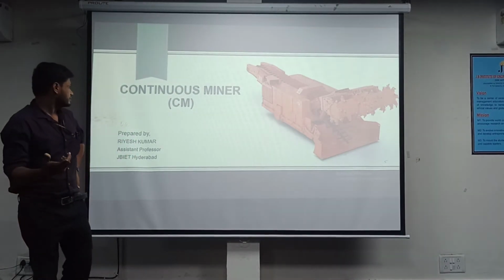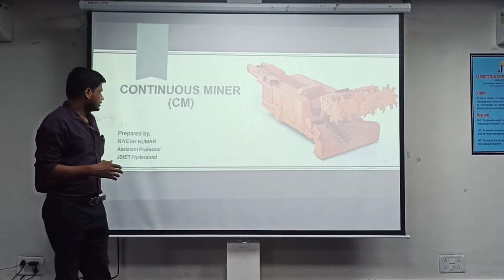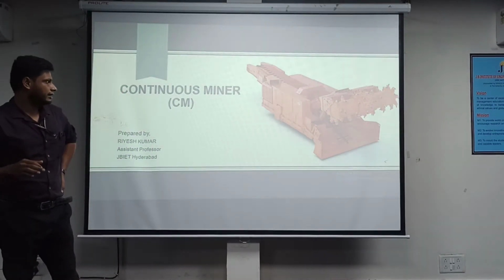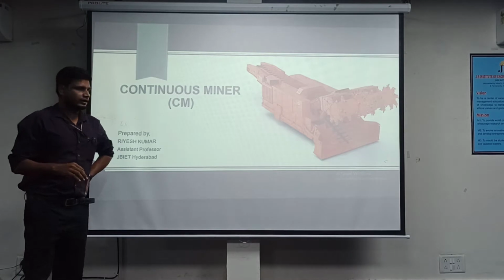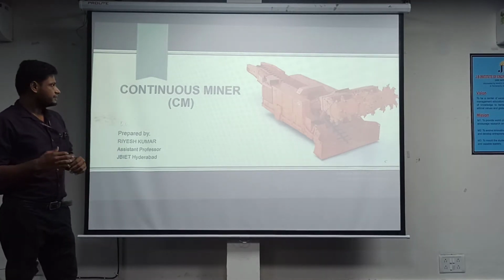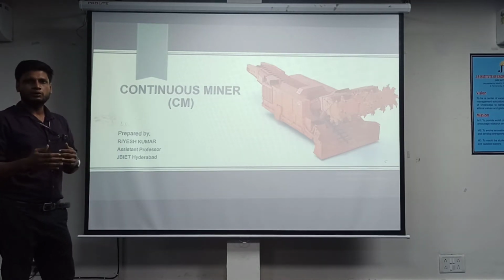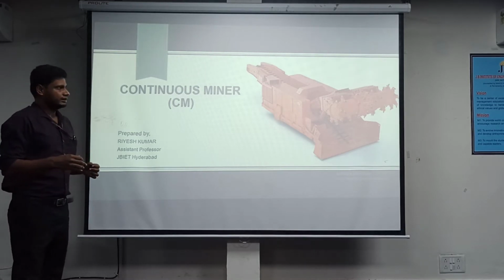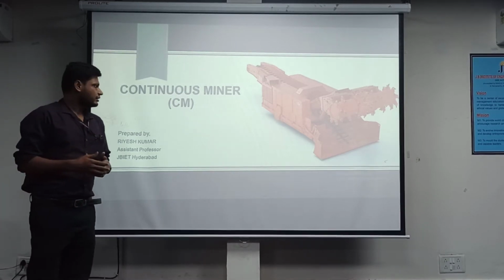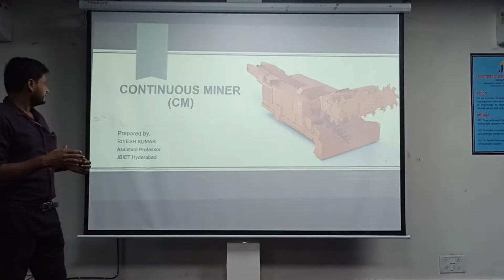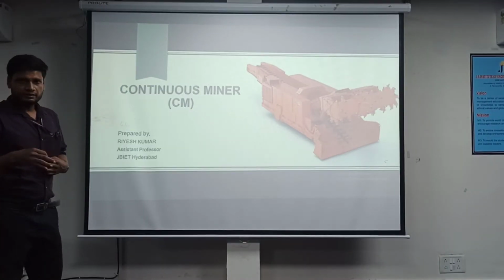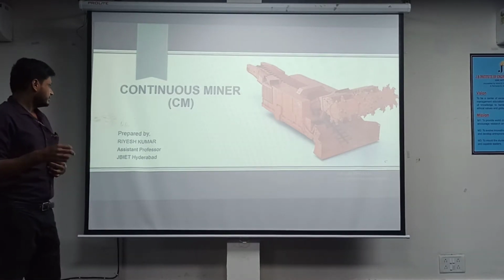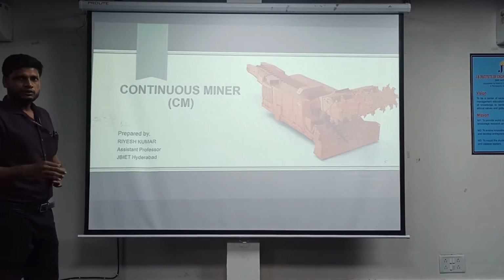So today I will discuss the continuous miner, its working and specification, and how it works in underground mining. Basically, this is the machine which cuts the coal directly from the underground. Nowadays it is used in India and worldwide, and it has some good ability to cut the coal, mainly in India as per Indian coal seams.